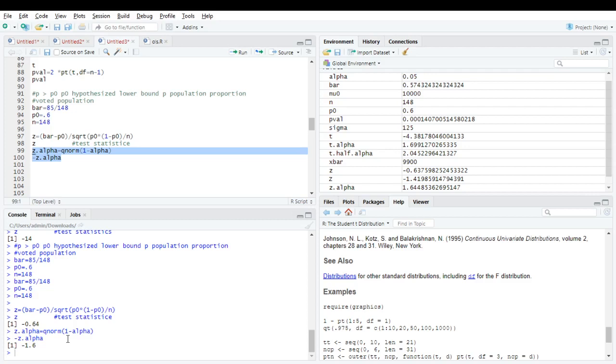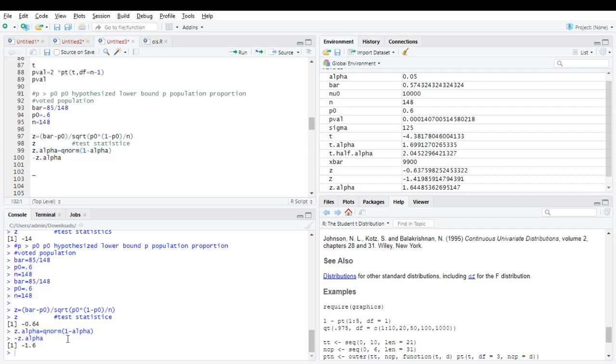Okay, so our test statistic, which is minus 0.64, is greater than the critical value at 0.05 significance, which means 5% significance. Hence we cannot reject the null hypothesis that the proportion of voters in the population is above 60% this year. We cannot reject, which means it might be way more than 60%.